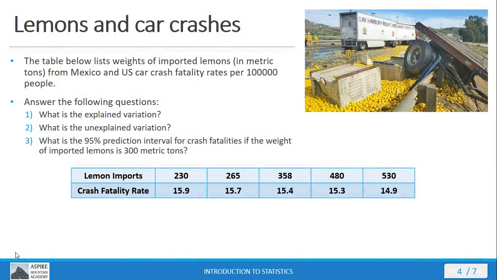Let's go back to our previous example to illustrate what we've learned here about complete regression analysis. Here we have the example from lemons and car crashes, and we're asked for the explained variation, the unexplained variation, and a 95% prediction interval for crash fatalities if the weight of imported lemons is 300 metric tons.